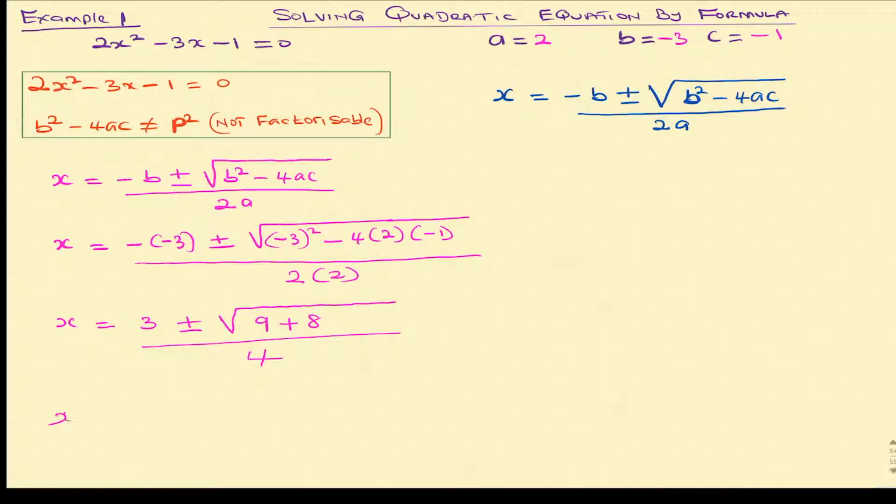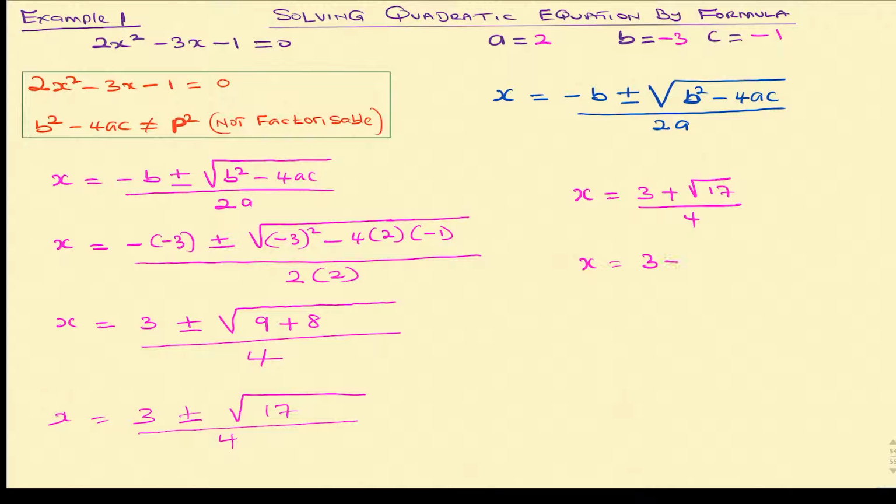Now, x equals 3 plus or minus square root of 9 plus 8, which is 17, over 4, which implies that x equals 3 plus root 17 over 4, and x equals 3 minus root 17 over 4. Those are the roots for 2x squared minus 3x minus 1.